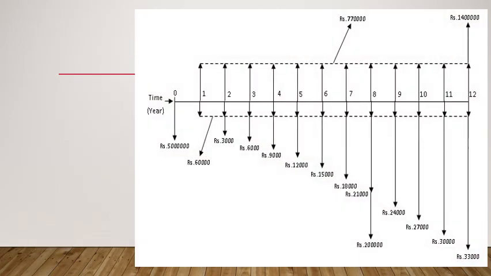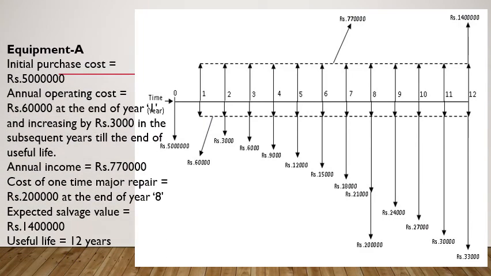Let us get the cash flow diagram of the first alternative. Let us analyze the cash flow diagram. Initial purchase cost of 50 lakhs. Where will it come? At t is equal to 0. Done. Annual operating cost of rupees 60,000 at the end of year 1 and increase by rupees 3,000 in the subsequent years till the end of its useful life. What is the useful life? 12 years. So time span is 12 years. That is already done.